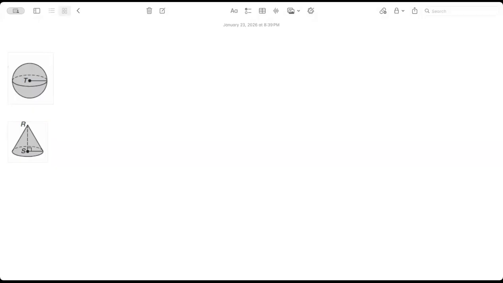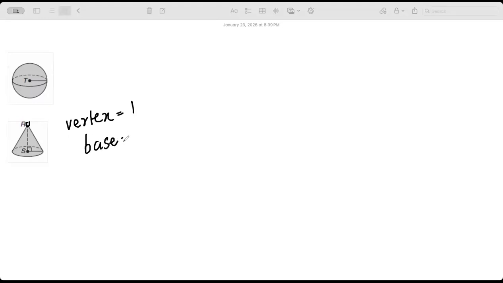How about a cone? 1 vertex. Correct. Let's point out what it is. 1 vertex and then? 1 face, the base. Faces: 1. Edges: 0. None. Yep. You all got it.